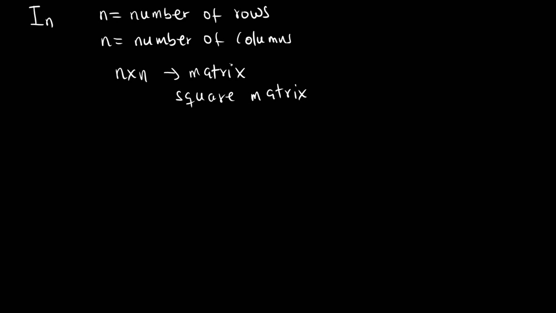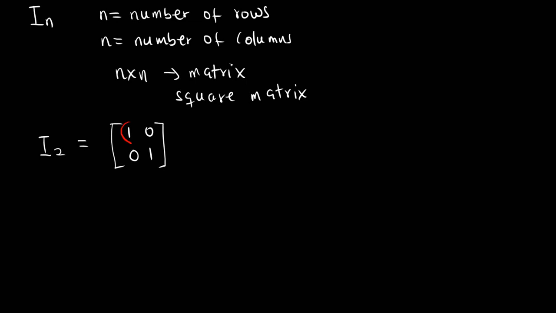Let's look at an example. I have an identity matrix with the n value to be 2. This will be 1 0 0 1. This is how to write the identity matrix when n is equal to 2. For the identity matrix, the entries on the diagonal from the upper left to the bottom right are all ones.